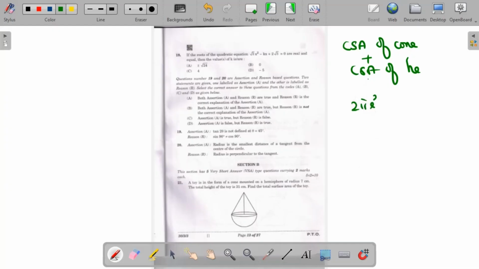So 2 pi r square. So 2 into 22 by 7 into the radius, which is 7. So 7 into 7, strike out 1, 7. So this is 22 into 14, which is 308 centimeter square.